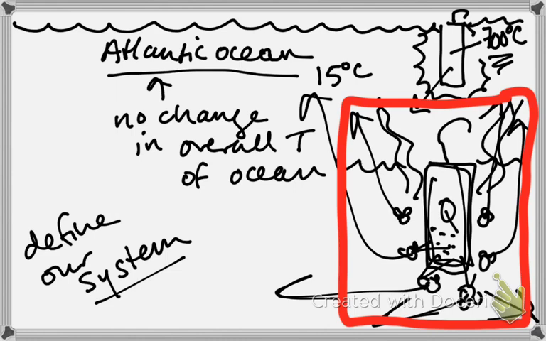So what you always have to ask yourself is, what am I looking at? Am I trying to define the change in a really giant system like the Atlantic Ocean? In that case, no, this little piece of metal doesn't make a difference to the entire Atlantic Ocean, but it does make a local difference. If we're focusing on the water right around the cylinder, yes, there's a temperature change. If we're looking at the entire Atlantic Ocean, no, there's no temperature change.